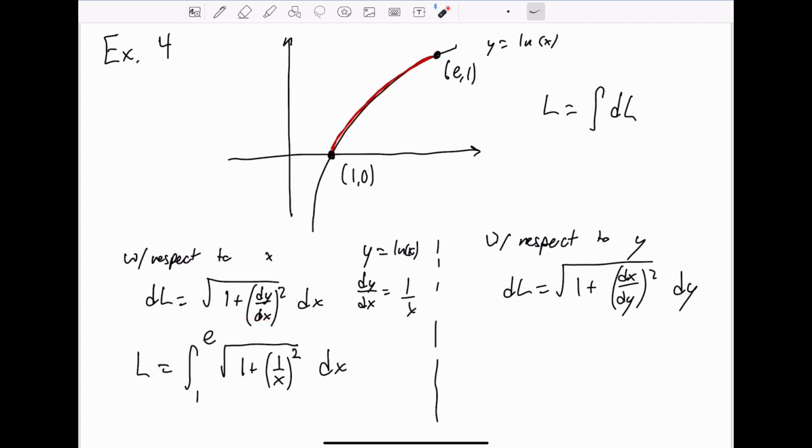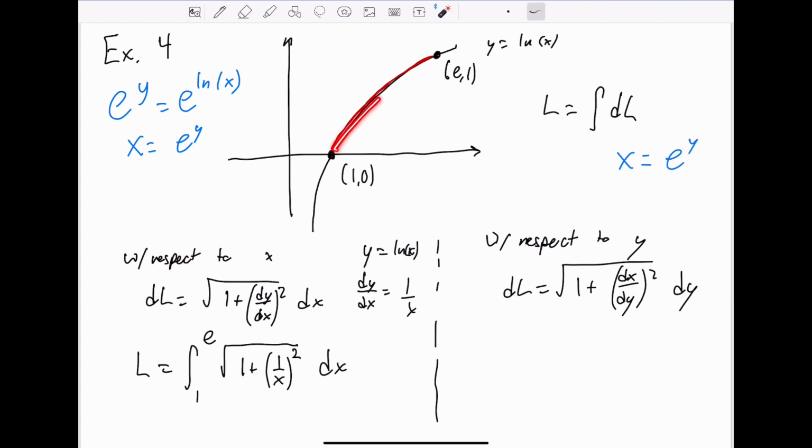Let's set up another integral with respect to y to calculate the same thing. And what we need first is to find the derivative of x with respect to y. In order to get that, we must solve the original equation for x in terms of y. So we have y equals natural log of x. I want to solve this equation for x. I can do that by taking e and raising it to the power of both sides. So e raised to the y equals e raised to the natural log of x. E raised to the natural log of x, these are inverse functions, so those undo each other, and that just gives me x. So in this case, x equals e to the y.